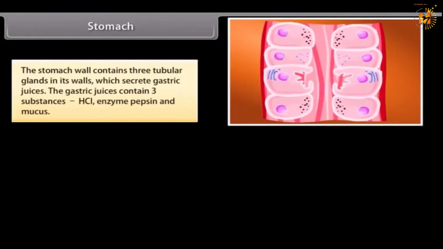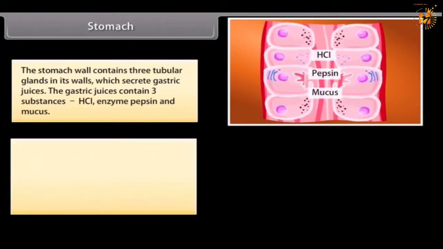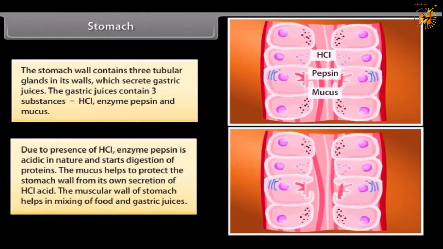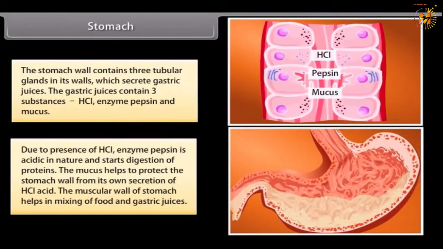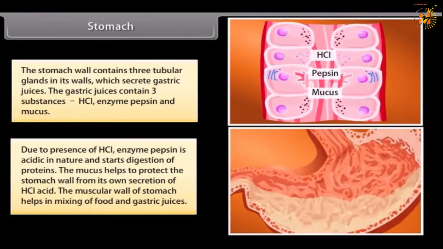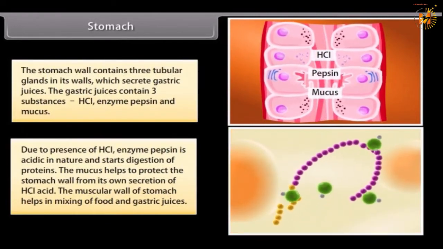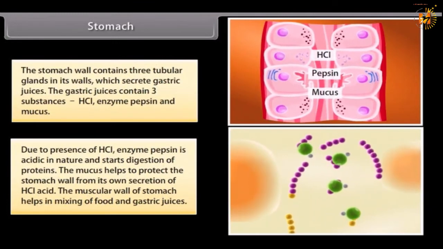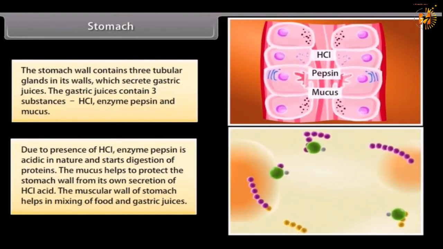The stomach wall contains 3 tubular glands in its walls which secrete gastric juices. The gastric juices contain 3 substances: HCl, enzyme pepsin, and mucus. Due to presence of HCl, enzyme pepsin is acidic in nature and starts digestion of proteins. The mucus helps to protect the stomach wall from its own secretion of HCl acid. The muscular wall of stomach helps in mixing of food and gastric juices.